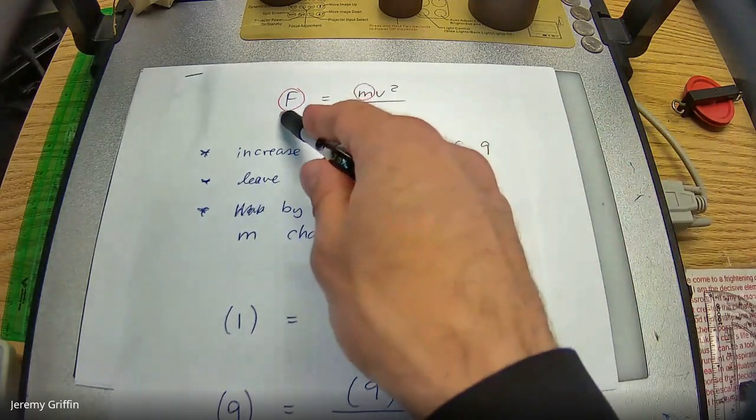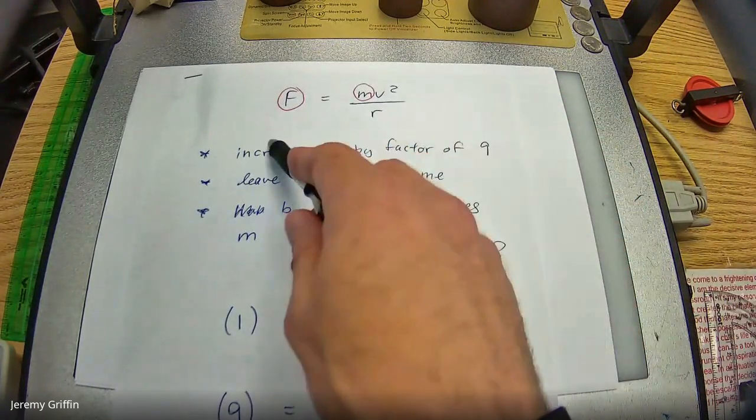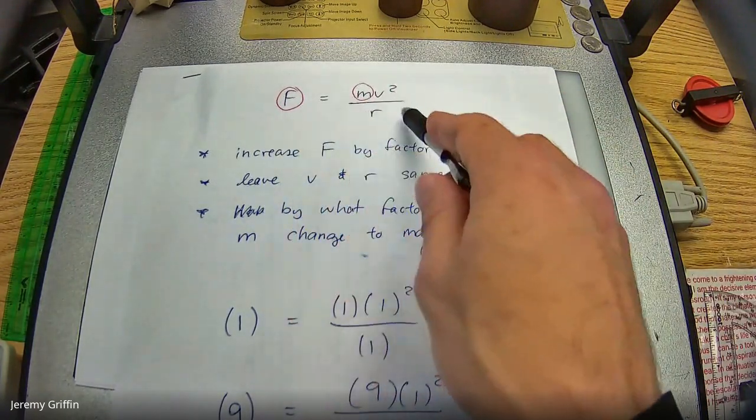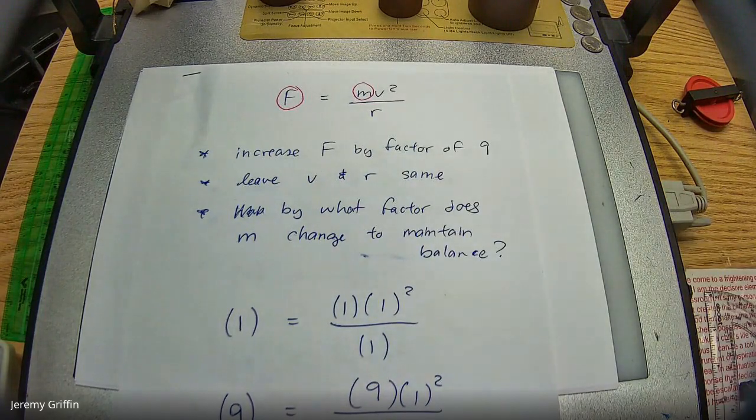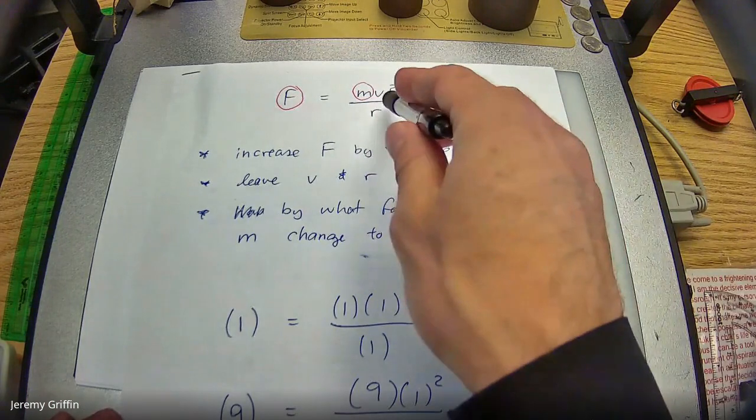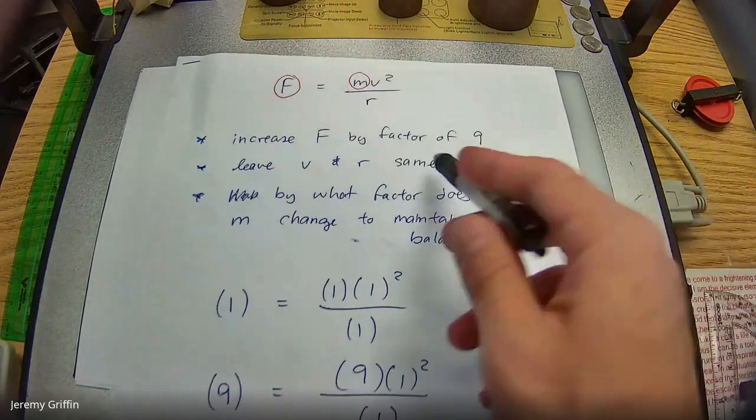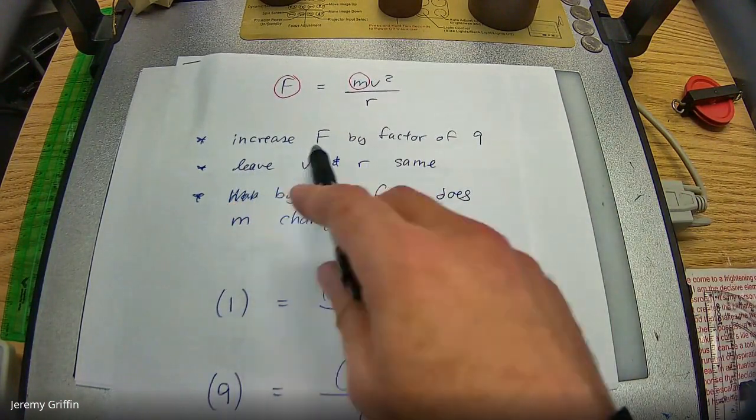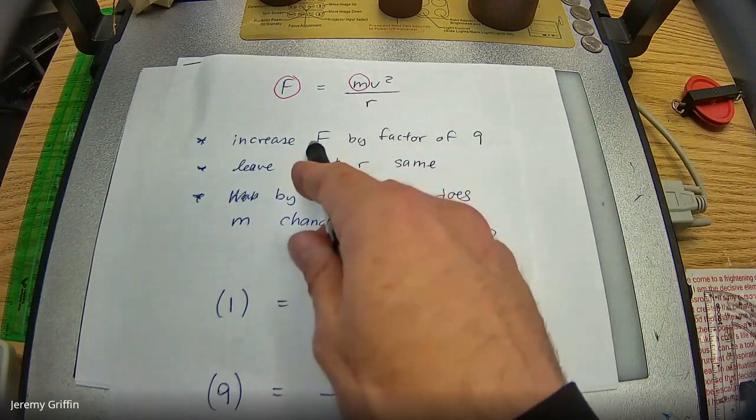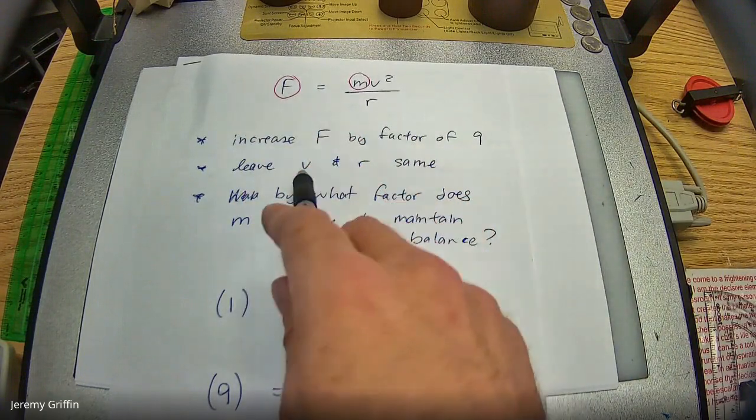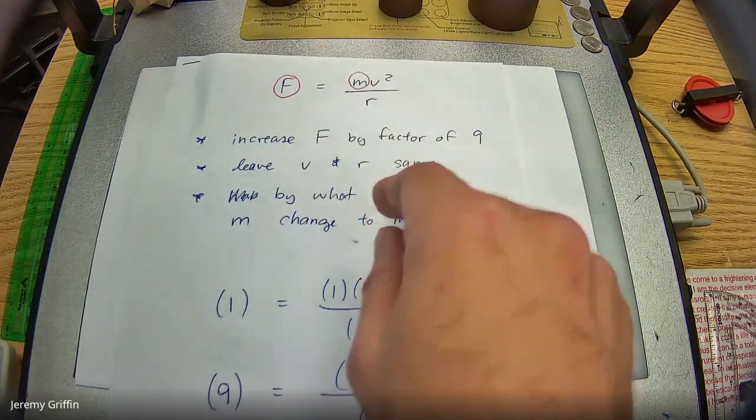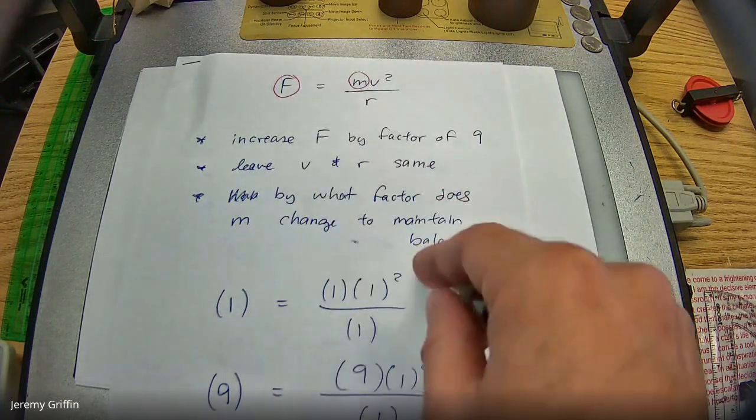All right, so this was the answer to your last lab, centripetal force: mv squared over r. I asked different versions of this question, so I don't know exactly which one you got, but it has something to do with the relationship between 2 variables. So suppose, we'll look at 3 examples. Suppose force increased by a factor of 9. We're going to leave V and R the same. How would the mass respond to maintain balance?